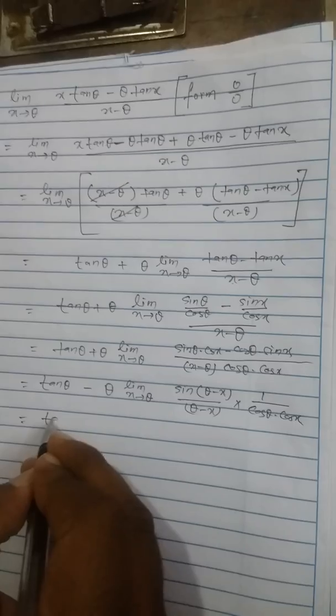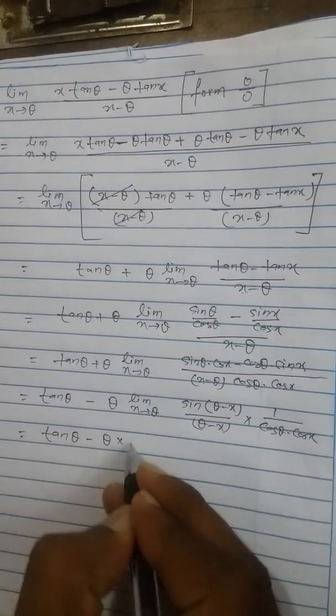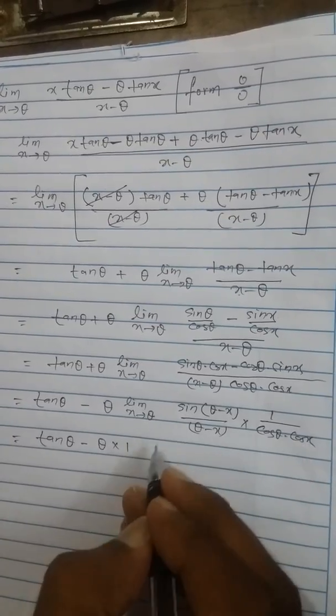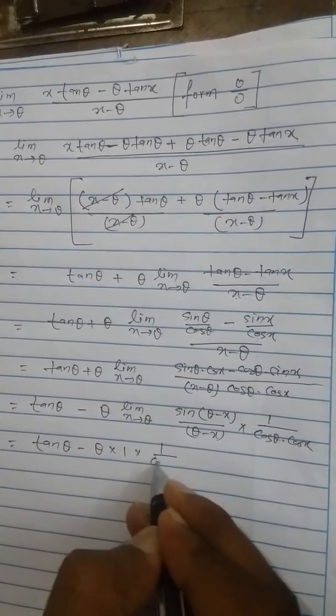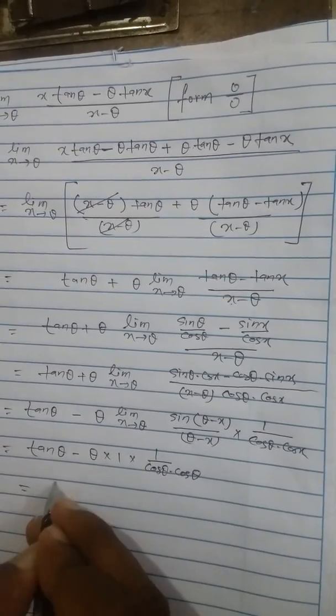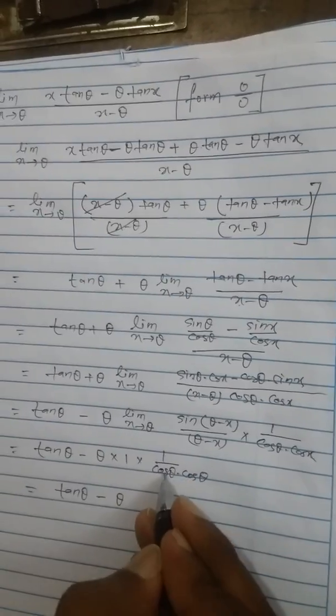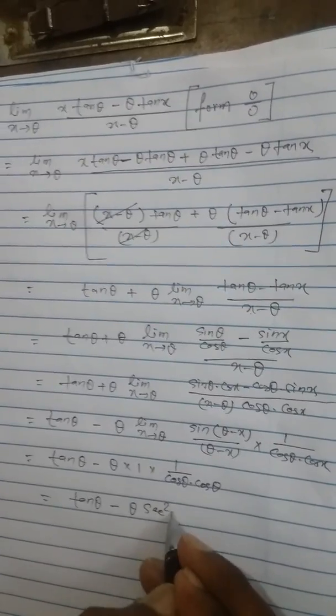This is tan theta as it is minus theta as it is. This one is 1 now, and if you substitute x equal to theta here, it becomes 1 upon cos theta into cos theta. This is tan theta as it is minus theta as it is. 1 by cos square theta becomes how much? Sec square theta.